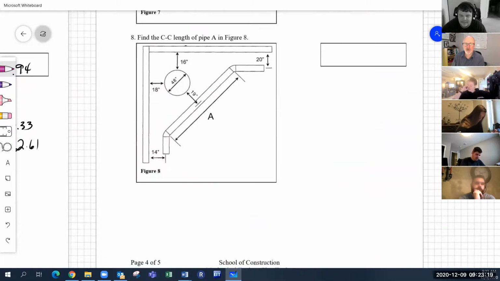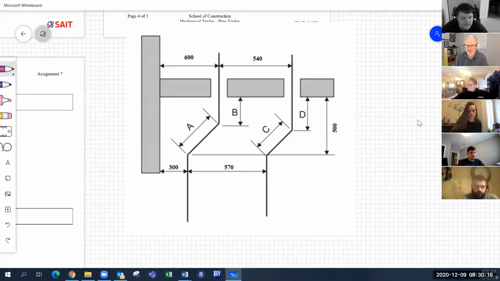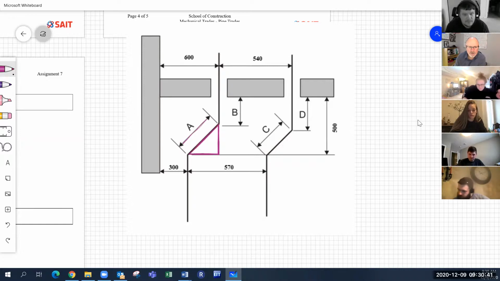Okay, all you keeners, here's number 8. Give it a shot. So we'll solve for this particular unequal spread offset. So here we go. We have A. We want to solve for A first right here. So we have a right angle triangle right here. Everybody see that right angle triangle that I just drew there?